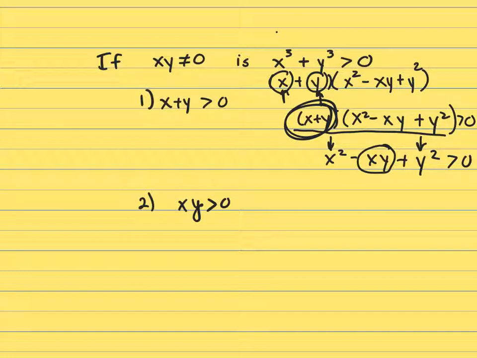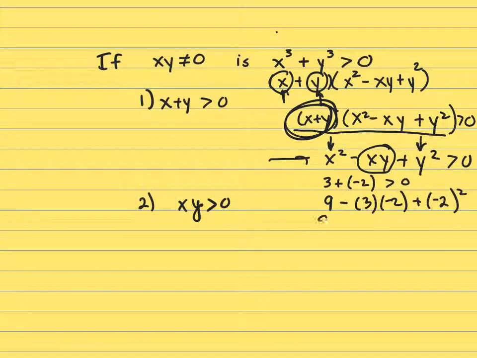So I could say 3 plus a negative 2. x is 3 and y is negative 2, which is greater than 0. So then plug in an x of 3 and a y of a negative 2. So I'm going to plug in here. That's going to give me 9 minus 3 times negative 2 plus a negative 2 squared. Is that positive? It ends up being 9 plus 6 plus 4. That's greater than 0. That works.